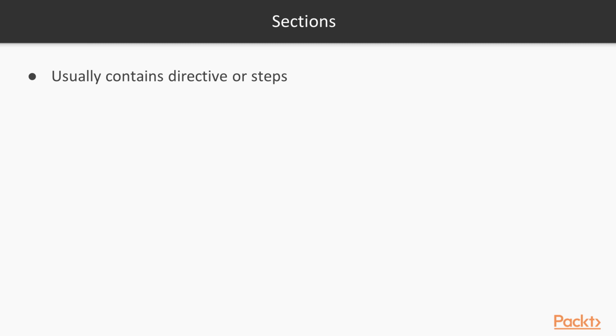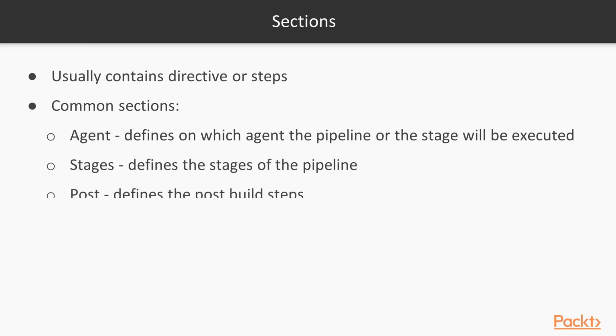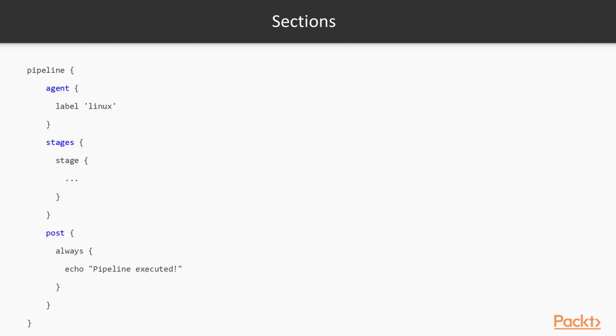Sections usually contain directives or steps. Common sections are agent, which defines on which agent the pipeline or the stage will be executed, stages, which is a group of stages in your pipeline, and post, which defines the post build steps.